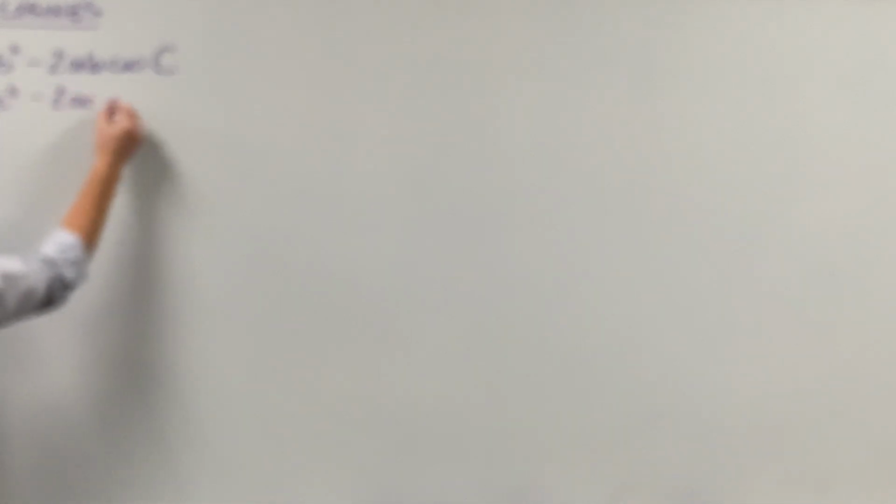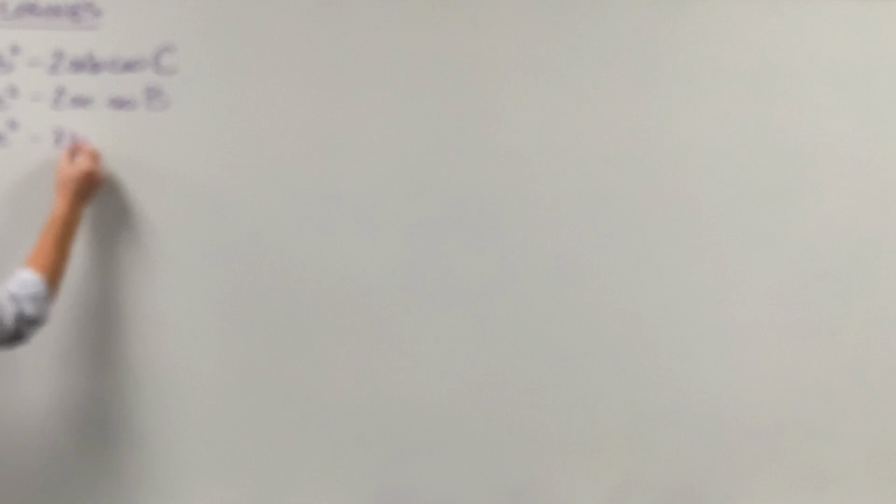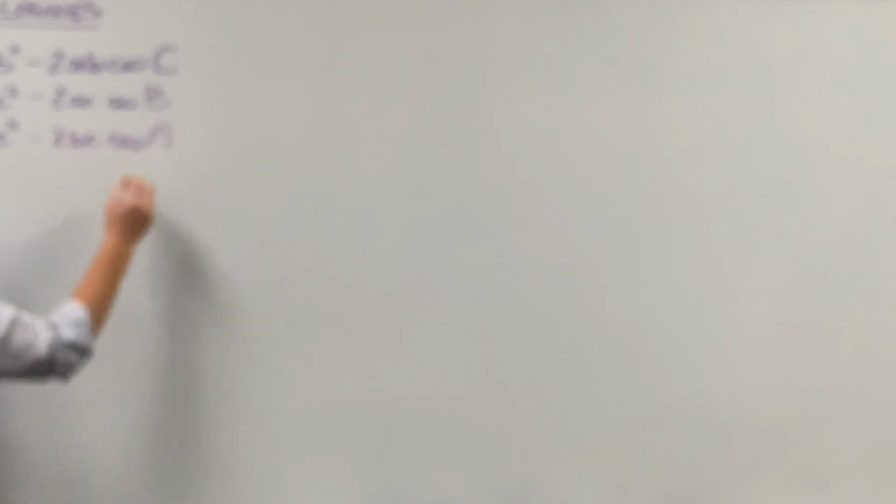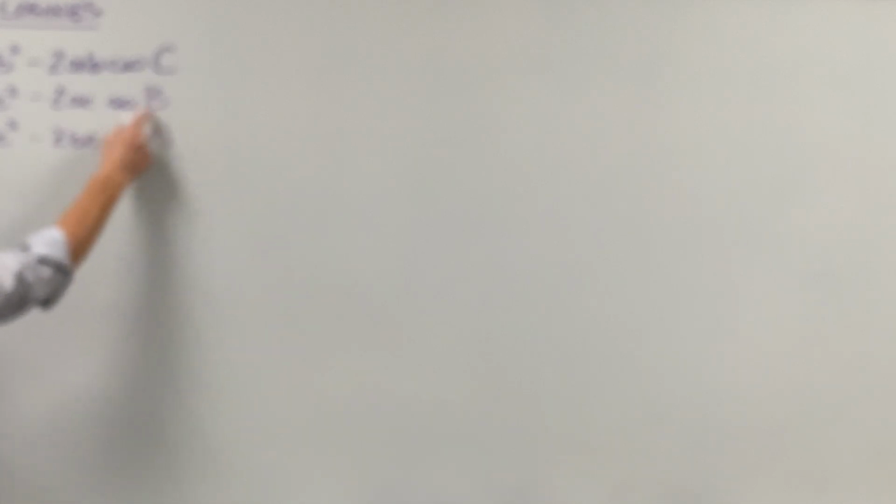All right? And then you could always have b squared equals a squared plus c squared minus 2ac times the cosine of angle B. And then, of course, you could have a squared equals b squared plus c squared minus 2bc times the cosine of angle A. But the angle and the side right here are always opposite each other.